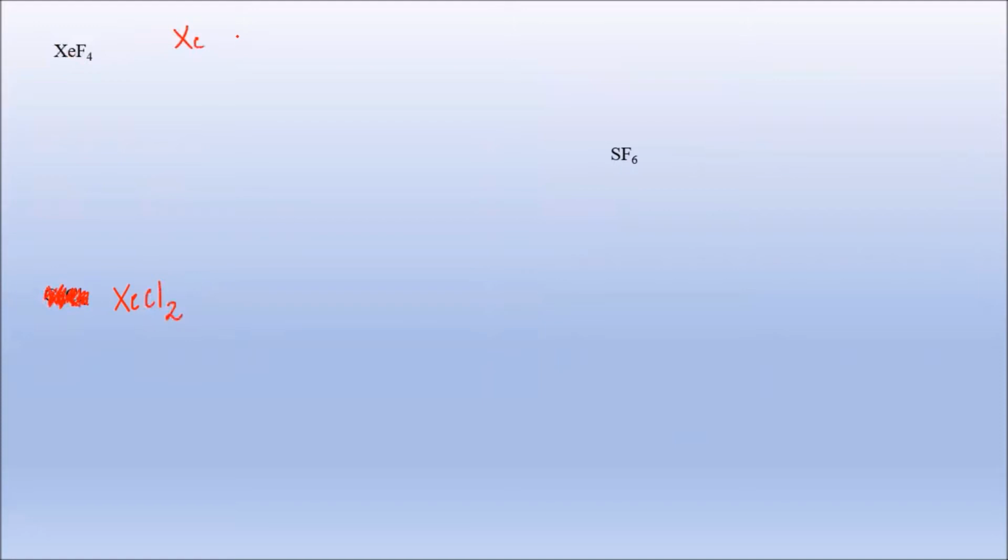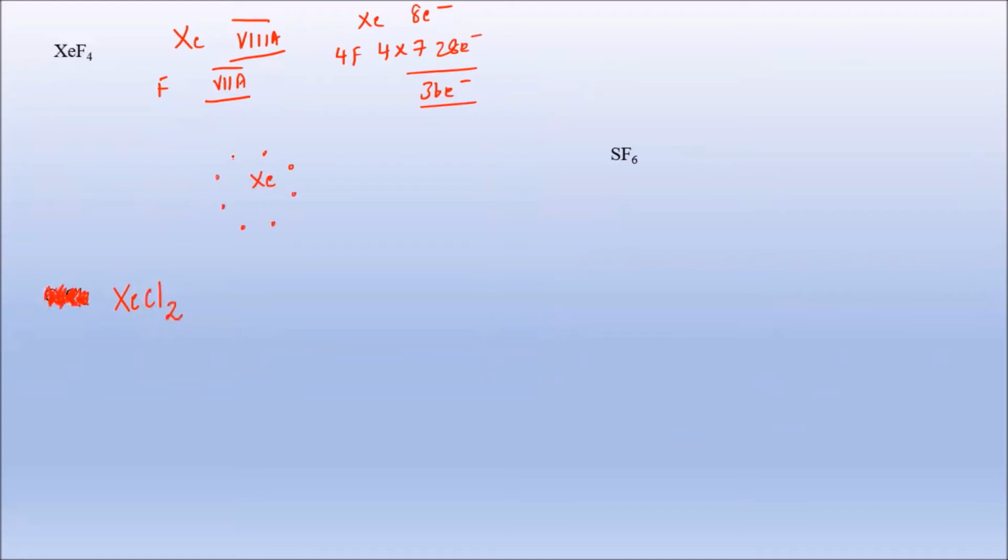So xenon is 8A, and fluorine again is 7A. Xenon has 8 electrons. We have 4 fluorines, so 4 times 7 is 28. So we have a total of 36 electrons. Xenon is least in count, so put it at the center. Start putting the 8 around it: 4, 5, 6, 7, 8.